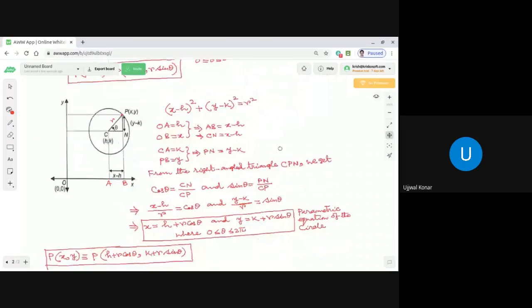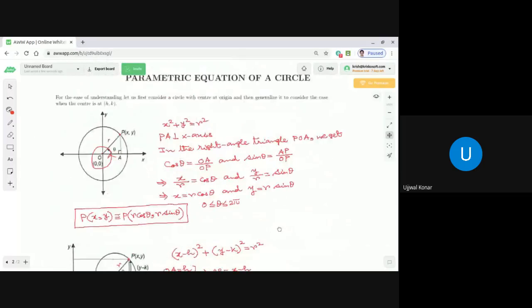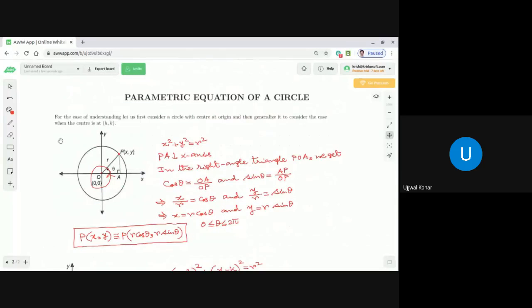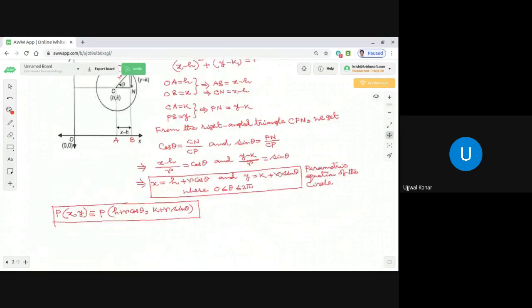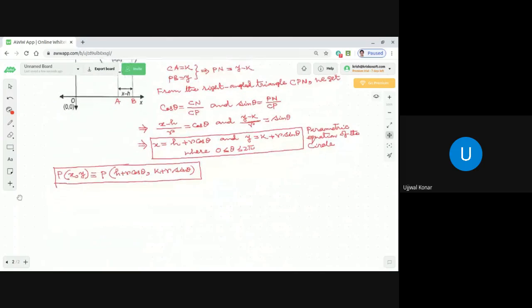So that's why I said in the beginning that for ease of understanding, let us first consider a circle with the center at origin, and then generalize it to the case when the center is at any arbitrary point h comma k. I hope it is clearly understood, dear students.